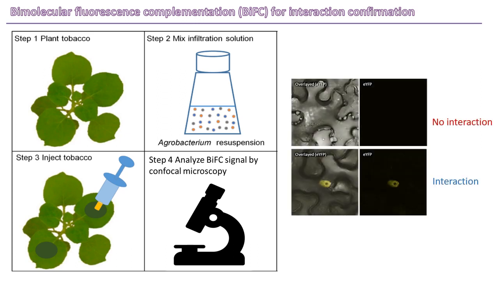Here, I attach an example of no interaction and interaction. If we cannot see any signal from the microscope, we can think that the two proteins do not interact. And if we can see any signal under the microscope, we can think that they interact with each other. The interaction can be in the nucleus, cytoplasm, or the membrane. And in this case, the yellow spot indicates the interaction happened in the nucleus.